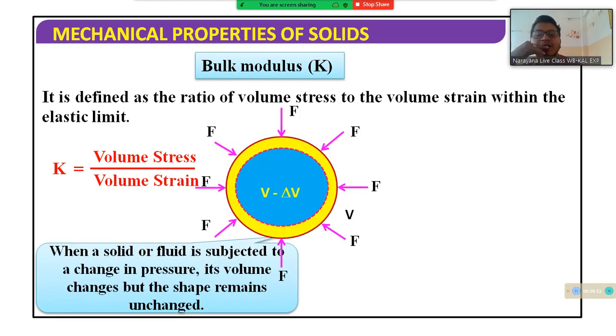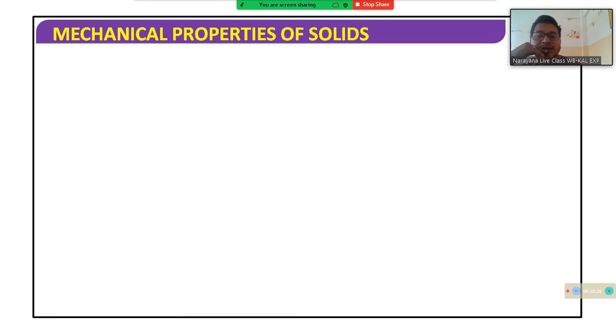If a force is applied on a body of original volume V, the volume changes and the body is compressed. The change of volume is dV. If the body is compressed, the volume decreases, so the final volume equals V minus dV. When a solid or fluid is subjected to a change of pressure, its volume changes but the shape remains unchanged.